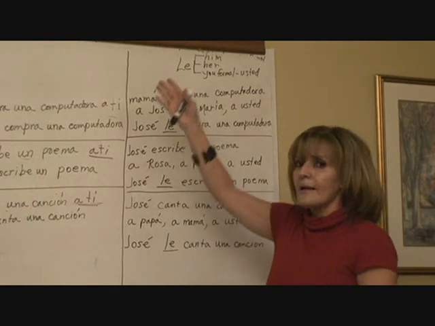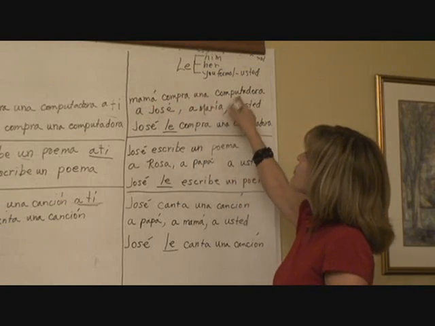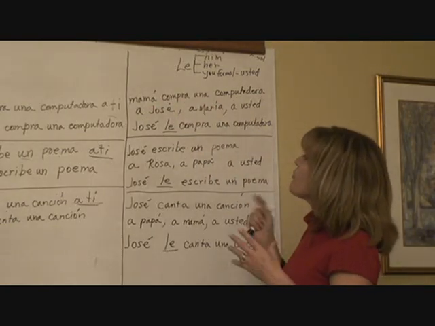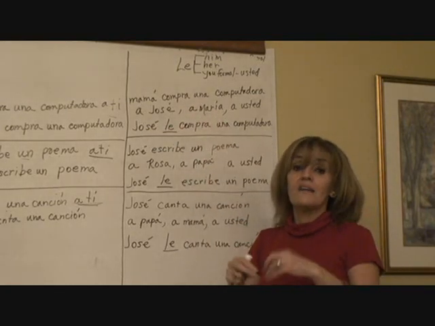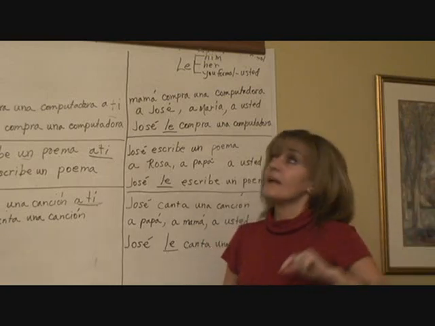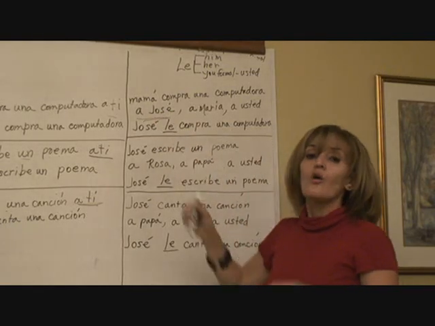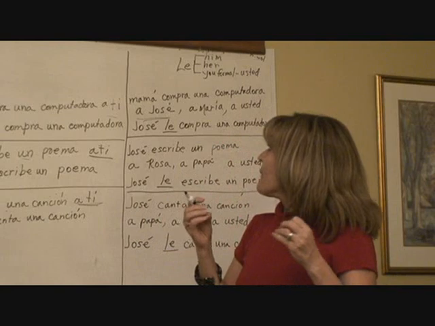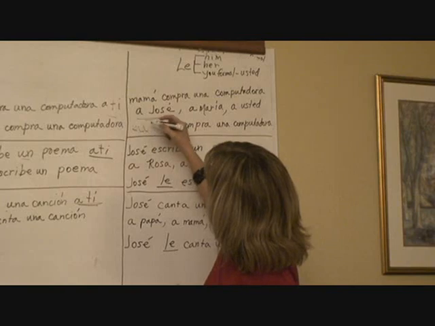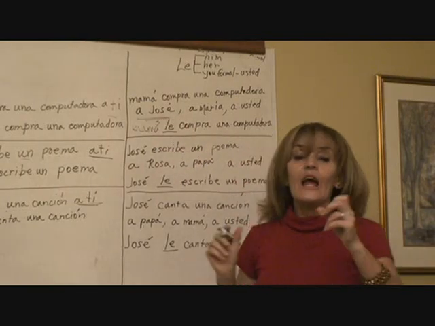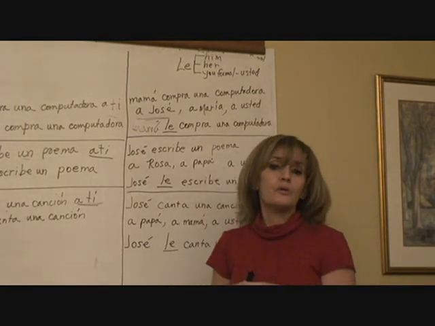The first sentence, and I just stayed with the same examples. Mamá compra una computadora. Okay, where is that computadora going? Well, it could go to José, or to him. She buys a computadora a José. A José then can be replaced with le. Mamá should be the subject because mamá is doing the buying here. Mamá le compra una computadora. Mom buys him a computer.